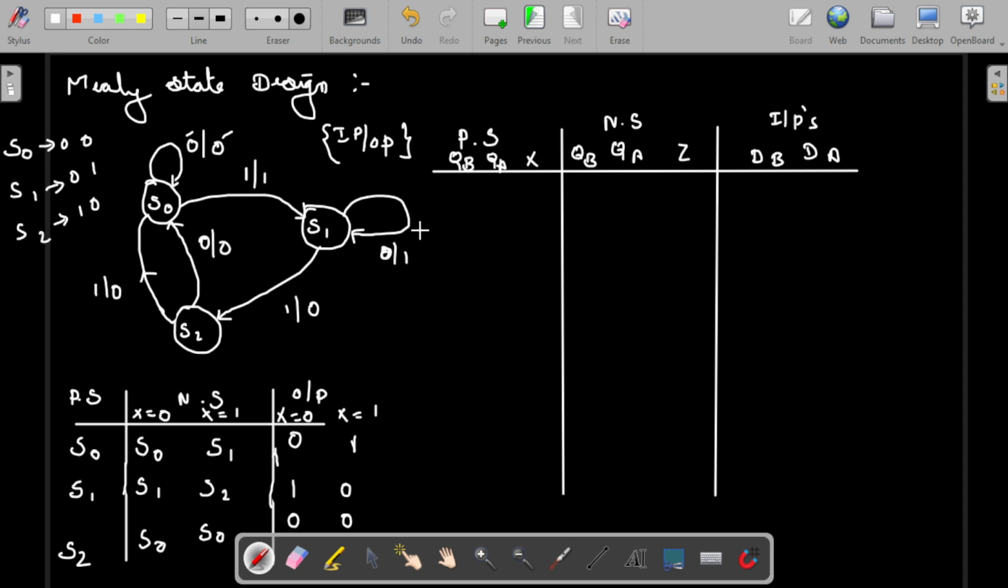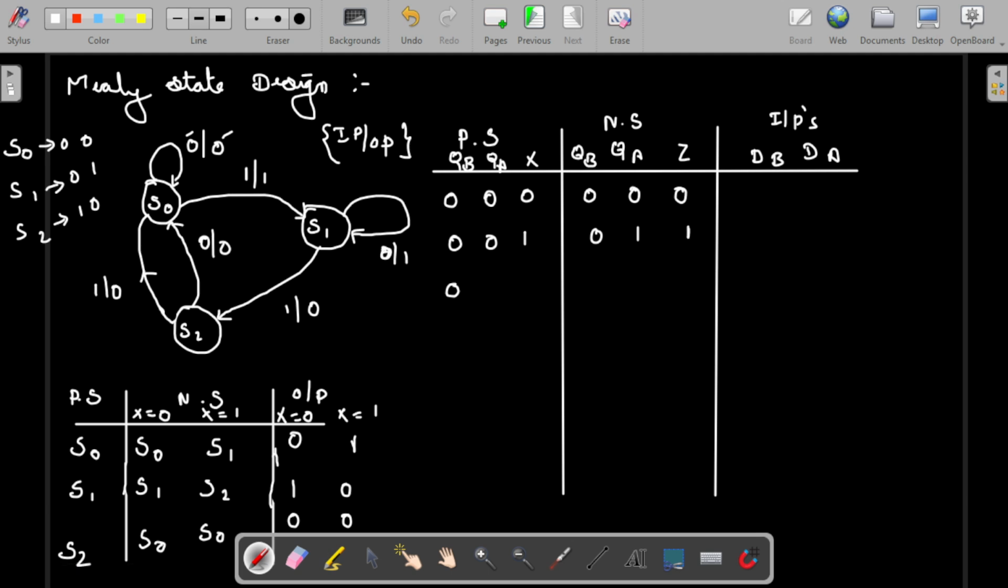So let us take this. First it is in S0. So S0 can now be written as 0 0, 0 0, when the input is 0 and when the input is 1. When the input is 0, it will stay in the same state, so that will be 0 0. The corresponding output will be 0. When the input is 1, it will change to the next state, that is 0 1. The corresponding output is 1. This is how we need to fill everything.